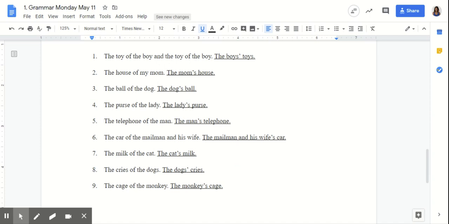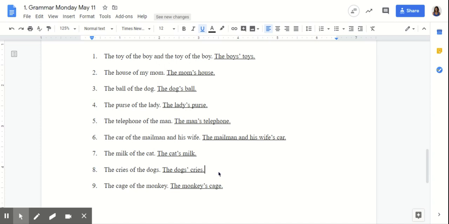Number seven, the milk of the cat. So the cat's milk, again, one noun, not multiple or plural cats, and is showing ownership of milk. So it goes apostrophe S for cat. Number eight, the cries of the dogs. What are we noticing now about this noun? Correct. It is multiple dogs technically in this sentence, so plural. So since it's already been given to us plural, we will be adding the apostrophe after the S instead of apostrophe S like usual. So the dogs' cries.